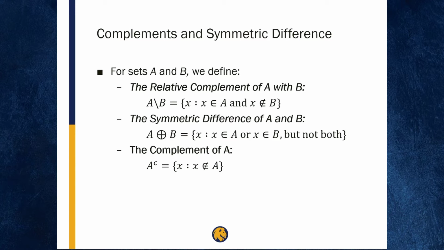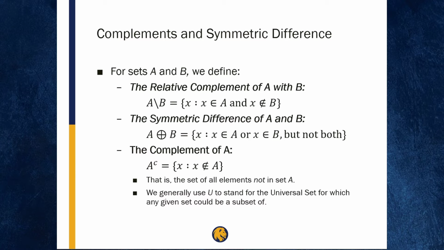We also define the complement of a single set, such as here the complement of A, as A superscript C, and that's equal to the set of all x such that x is not an element of A. In this case, the set includes all the elements that are not in the set A. And we generally will consider the outside of a single set as the set U for the universal set, for which any given set could be a subset of.